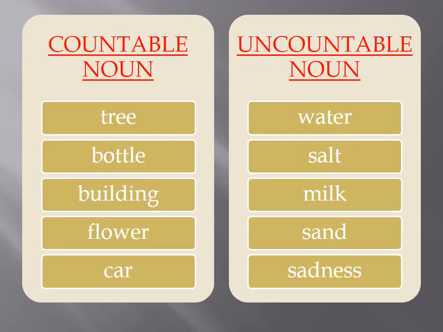Now here's a list of some countable and some uncountable nouns. Countable nouns: tree, bottle, building, flower, car. Uncountable nouns: water, salt, milk, sand, sadness. One interesting thing to note here: sadness is an abstract noun as well and it is an uncountable noun as well.